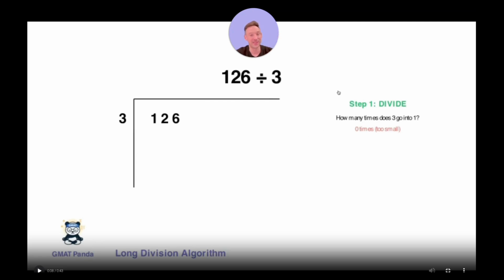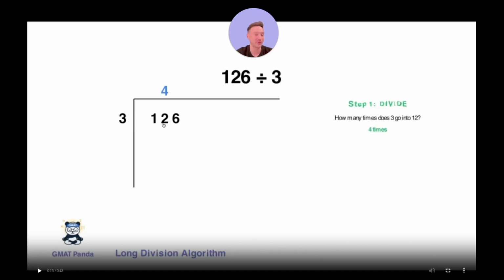The first thing we want to do is take the 3 and try to divide the first digit in this number. So in this case, 1, we try to divide it by 3. Now 3 does not go into 1, right? Or 3 does not divide 1. So in that case, it goes 0 times. It's too small. We're going to skip this step.